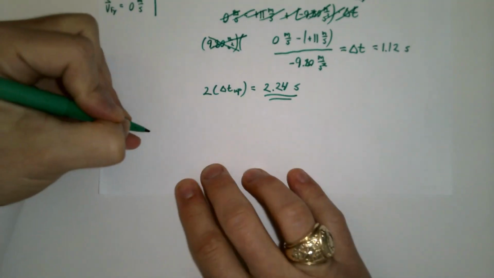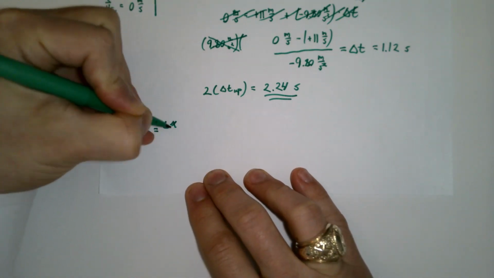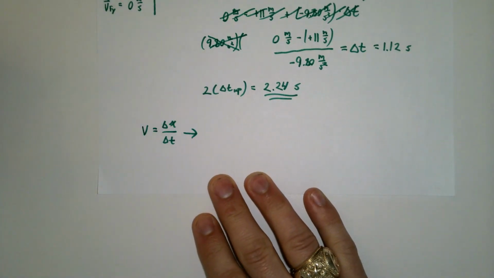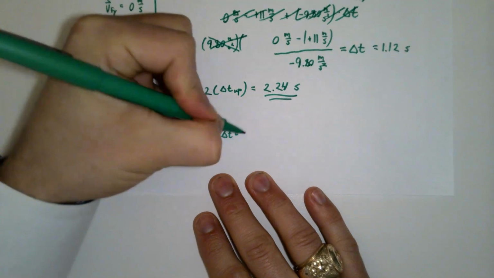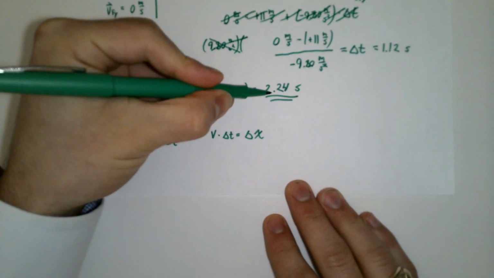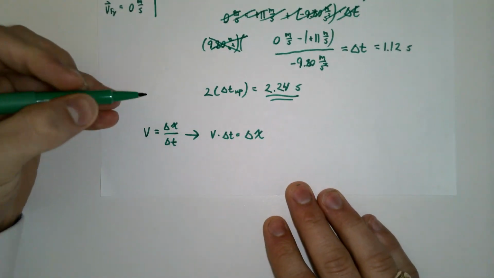If we look at our definition of velocity, velocity is change in position over change in time. We can rearrange this equation. Velocity times our change in time gives us our change in position. This is what we're trying to find. We've just found the time. We know the velocity. This velocity represents our horizontal velocity.